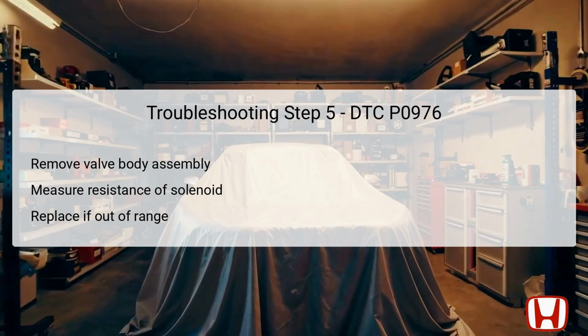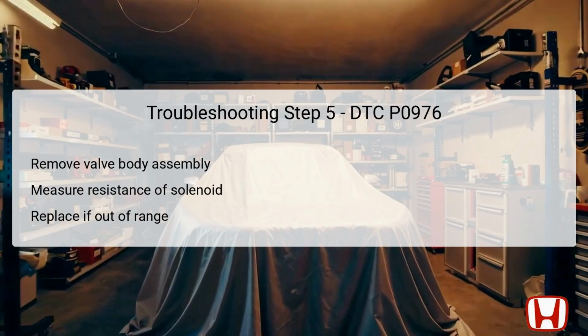The final troubleshooting step focuses specifically on the shift solenoid valve B's operational integrity. Start by carefully removing the valve body assembly from the transmission, which contains the solenoids that manage gear transitions. After detaching the solenoid valve B 2P connector, you will need to measure the resistance between the two specified pins within this connector. The expected resistance should be within the range of 8.9 to 12.2 ohms.